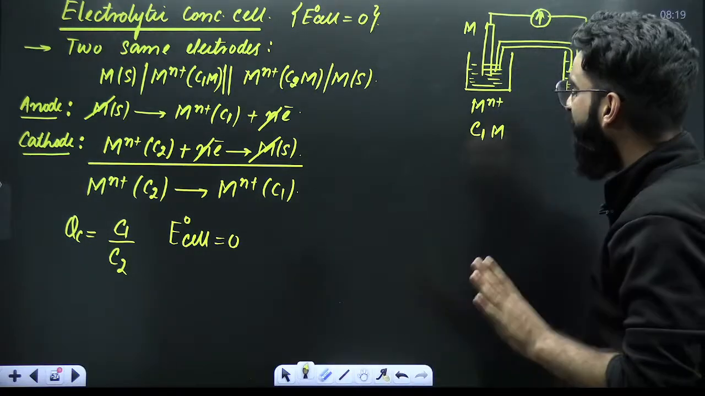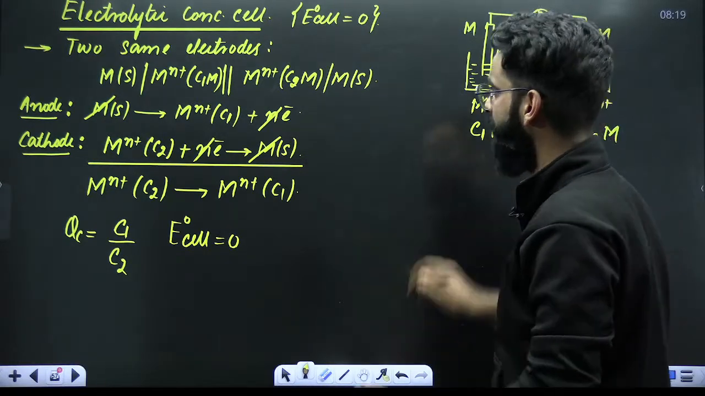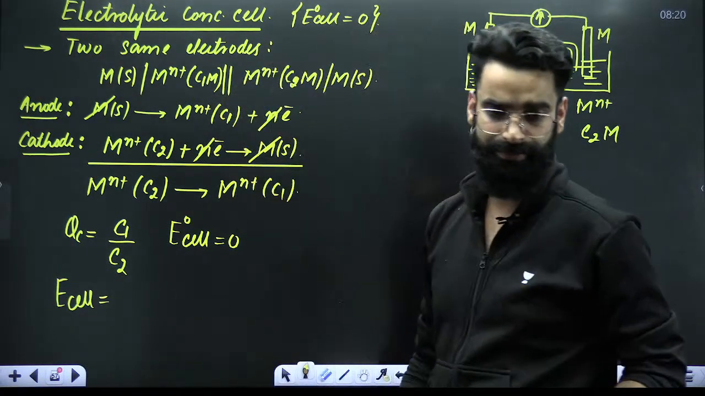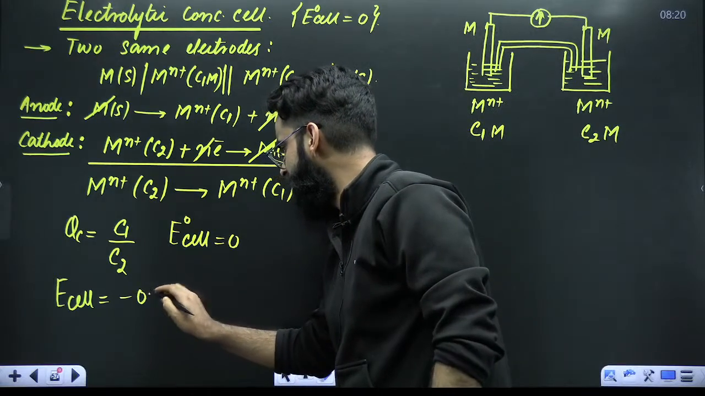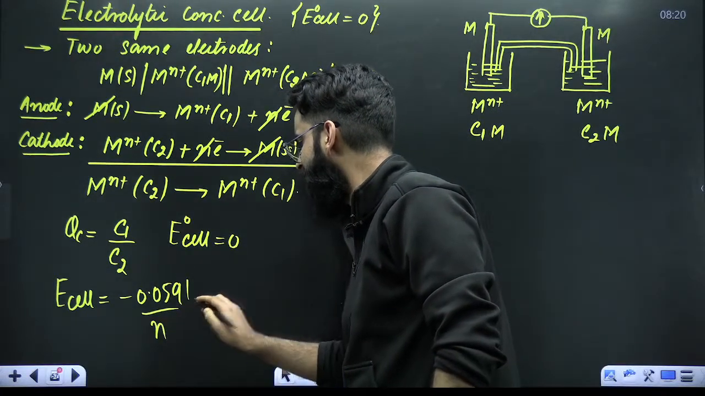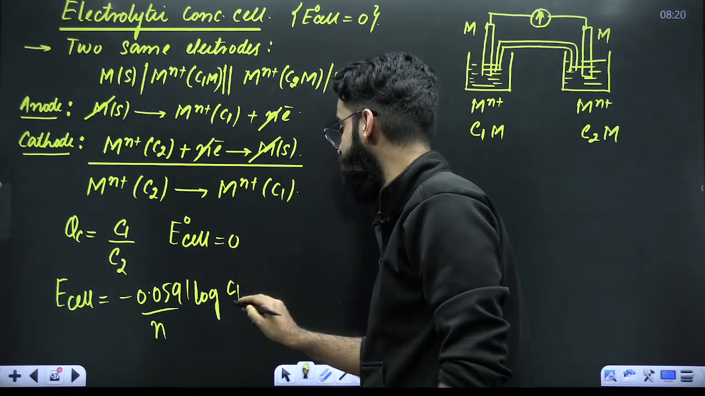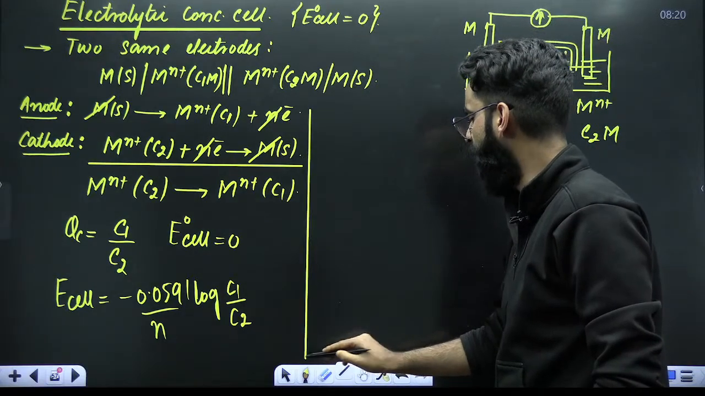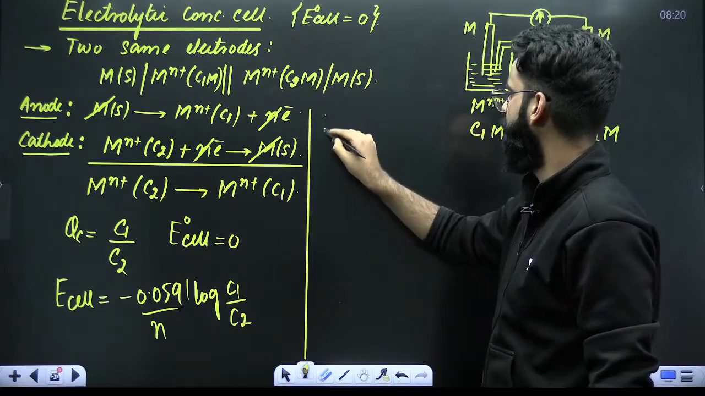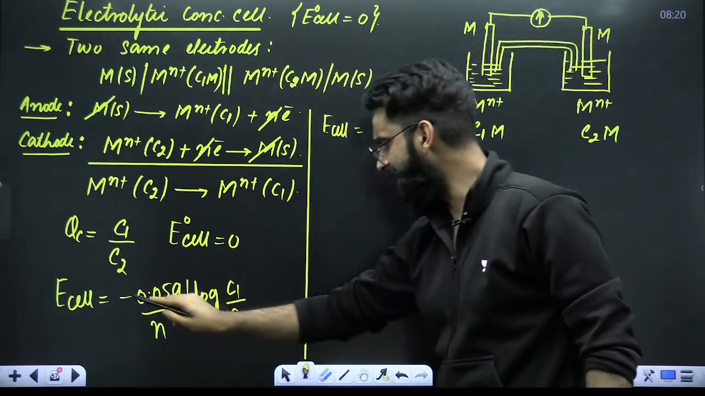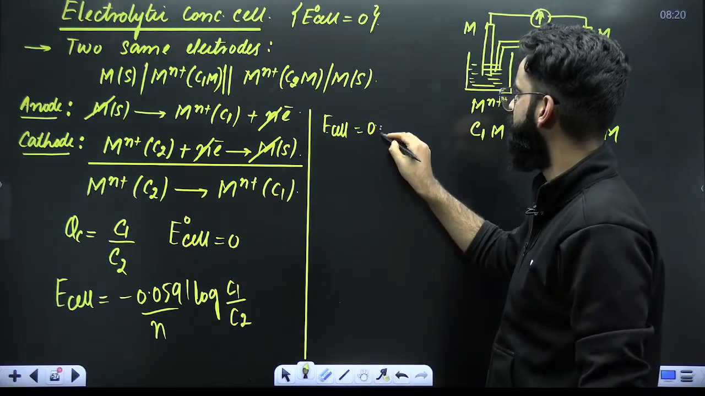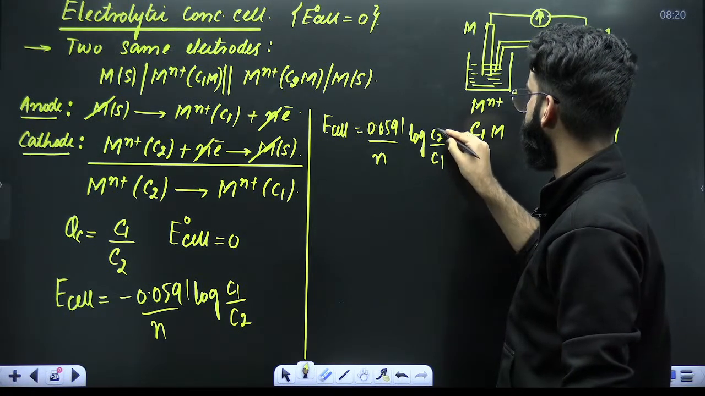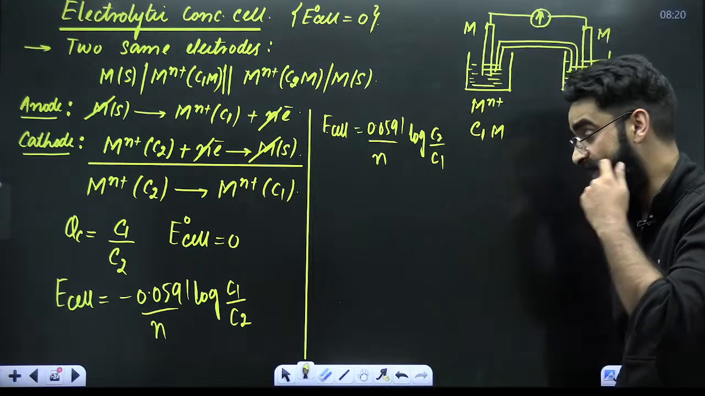See guys, if I write the Nernst equation for this electrolytic concentration cell, how does it look? You will write E cell is equal to E naught cell, and E naught cell is 0, right? Minus 0.0591 divided by n, and it's going to be log of QC. And QC is just C1 divided by C2, right? You can do one more thing. You can write the same equation like this as well. You can write E cell is equal to, multiplying this minus with the log, it becomes 0.0591 divided by n, now log of C2 divided by C1.